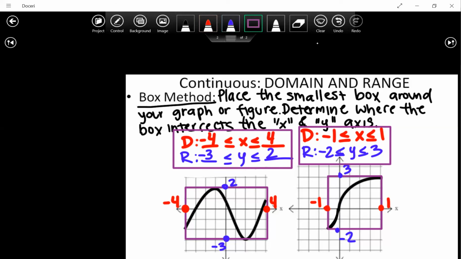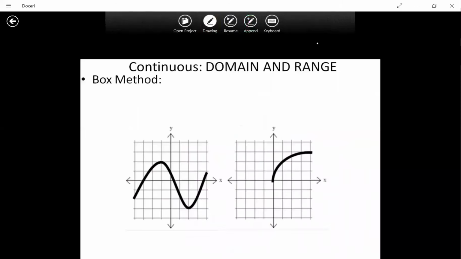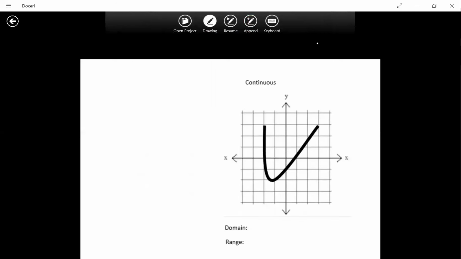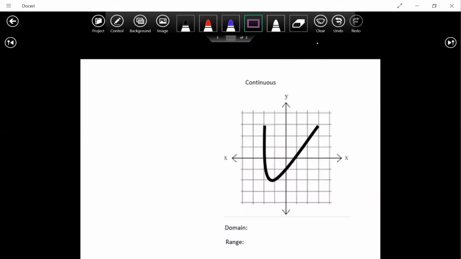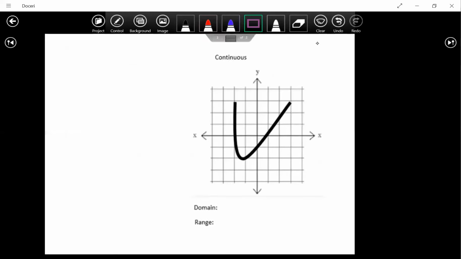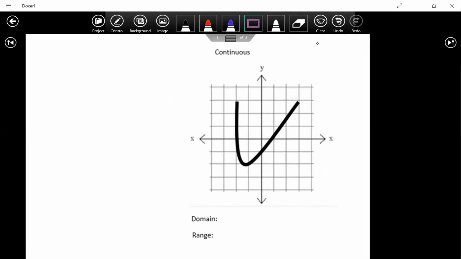The next one we're going to do over here is a practice problem. We know it to be continuous, and you want to be able to give me the domain and range of this function. The first step is to put a box around our function. Even though it is a little bit light, we'll assume that it stops there. The next thing is to find the left and right points, and the top and bottom.